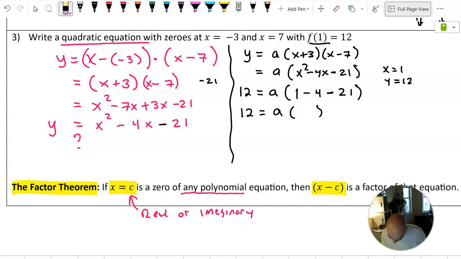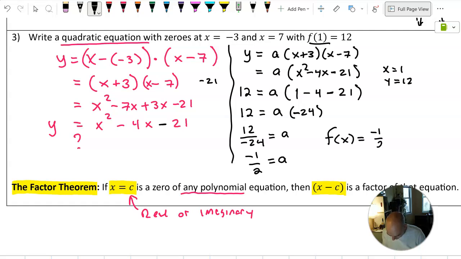And then when we plug in 1, it's going to be 1 minus 4 minus 21, which is negative 24. And then we can divide by negative 24. So 12 over negative 24 is equal to a. That means negative 1/2 would be our a value. And then we are finally ready to write our equation. Instead of multiplying this negative 1/2 in, which isn't really going to help anything, I'm just going to write it using the factored form. f of x equals negative 1/2 times x plus 3 times x minus 7, which is usually what you want anyway because that's what helps you graph it.